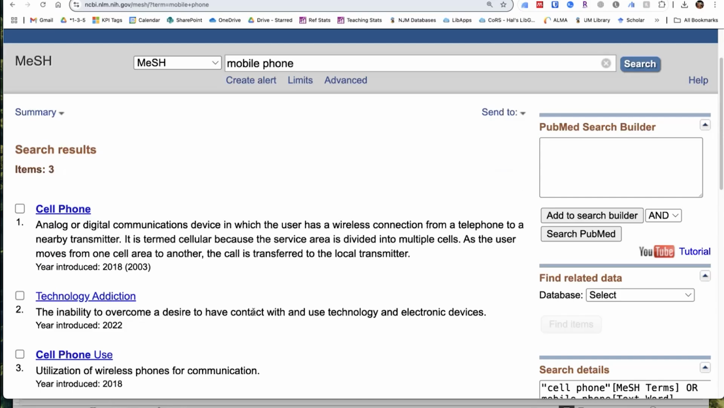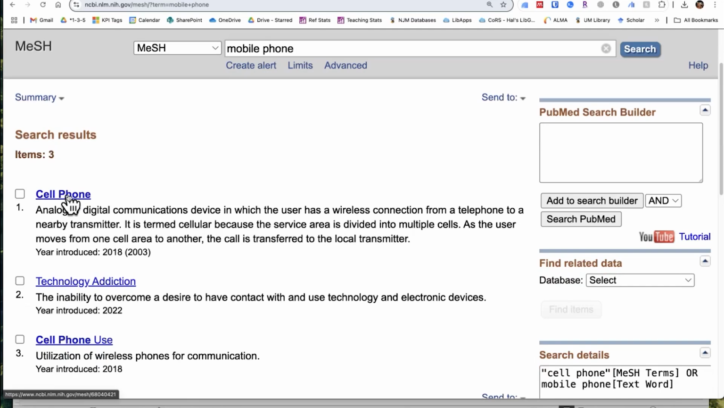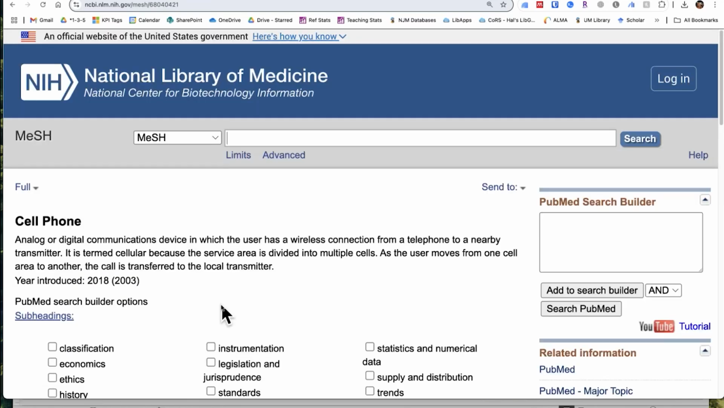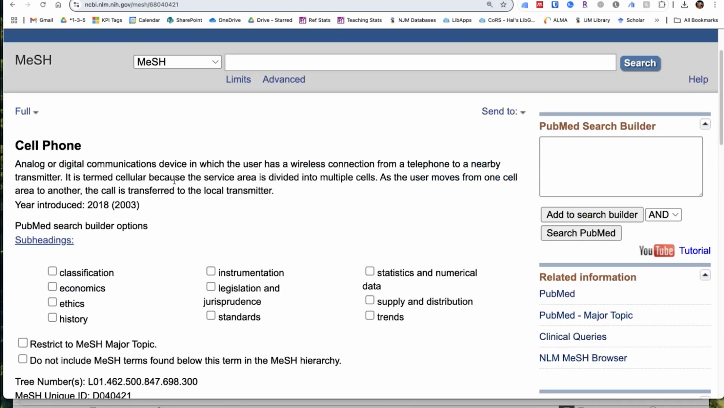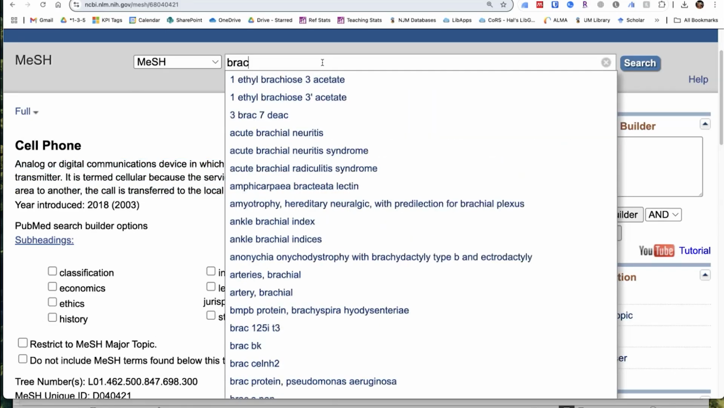You cannot make up a MeSH term. They are predetermined. So you can see I put in mobile phone. It tells me to use the MeSH term cell phone. If I click on that, it's going to give me a definition. This one's pretty straightforward. What is a cell phone? But sometimes there can be real confusion. I think another one, I used this one for the longest time.